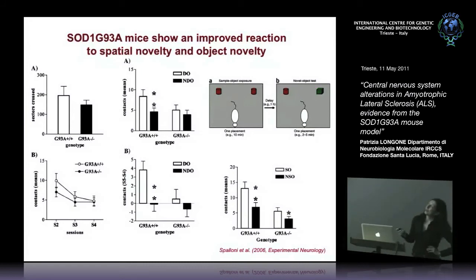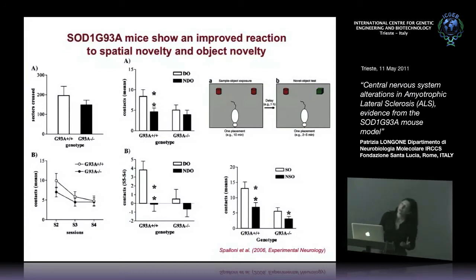In this cartoon is shown the classical apparatus. The test that we have performed is divided in six different sections. In section one, the mouse is introduced in the arena without any object and can move freely to explore the space. And here are the cumulative results.